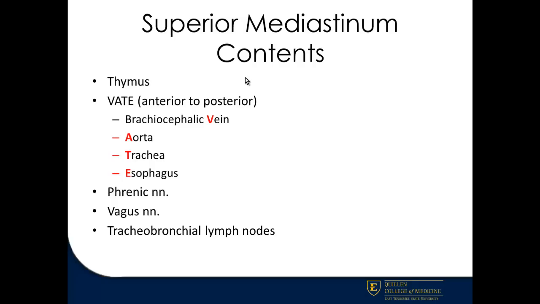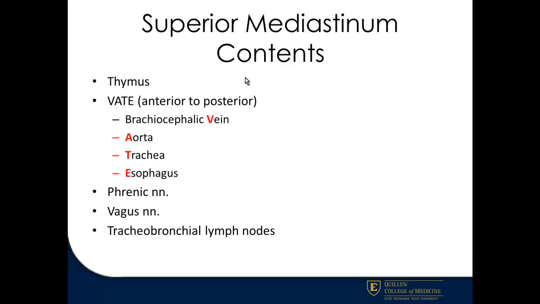These are listed from anterior to posterior. So the thymus is going to be our most anterior structure. And just behind the thymus, we have the brachiocephalic vein. So here you're going to see us use this VATE relationship. This is going to come up quite a bit. V-A-T-E. V for that brachiocephalic vein. A for the aorta, its arch and its main branches. T for the trachea. And E for the esophagus, which would be the most posterior of those.